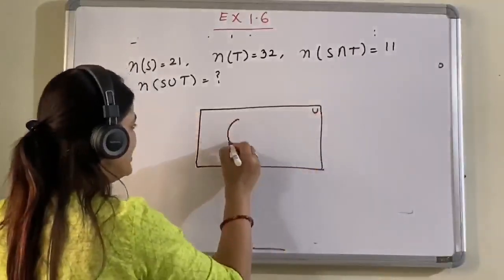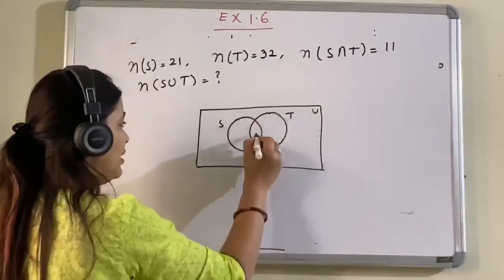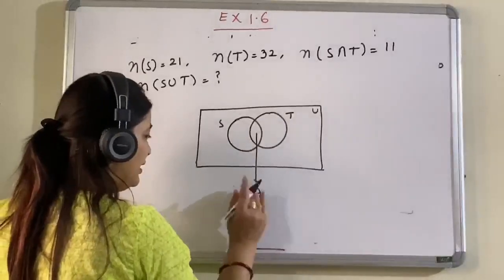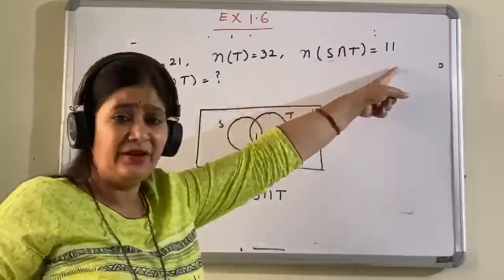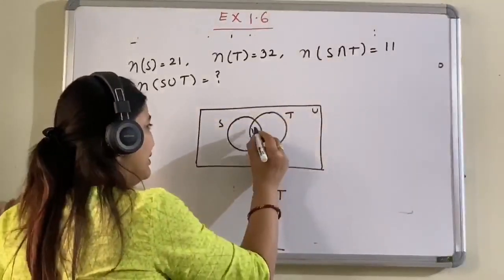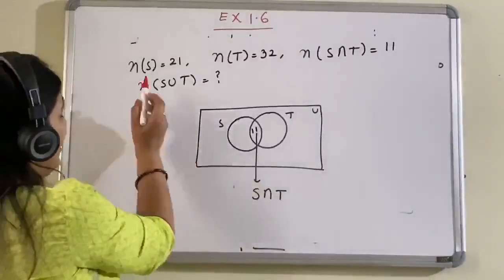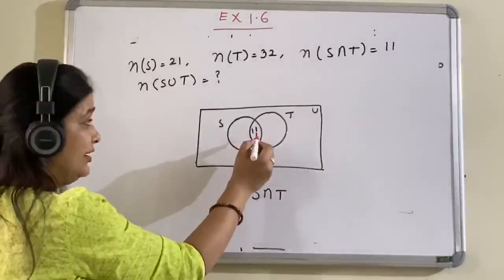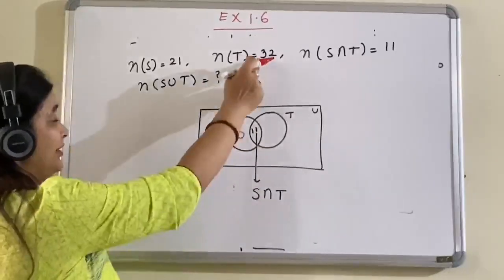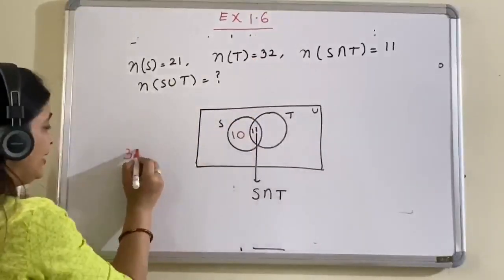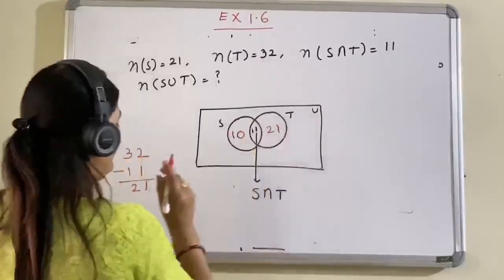Universal set, one set is S, one set is T. This area represents S intersection T. How many elements are in S intersection T? 11. So we can write 11 here. n of S is 21, and 11 is already here. How many are left? 21 minus 11, it is 10. And T is 32, 11 is here. How many are left? 32 minus 11, it is 21. Right, students?